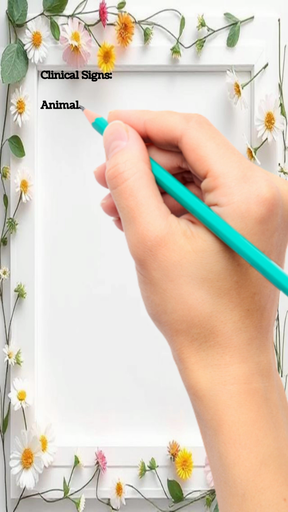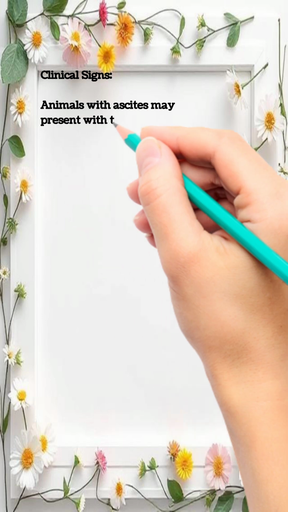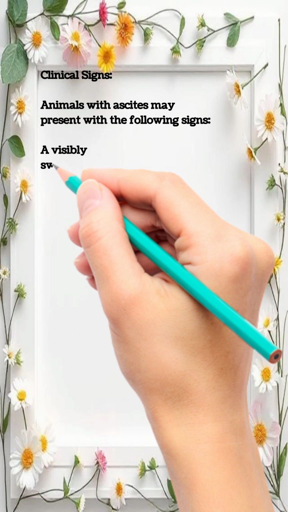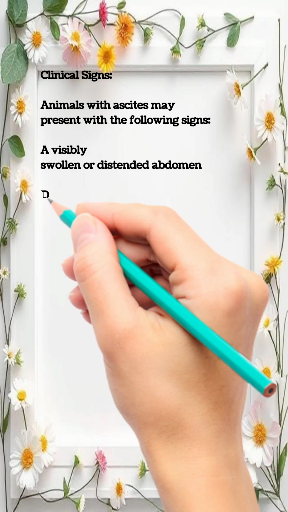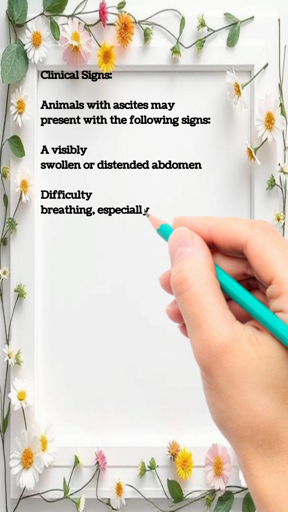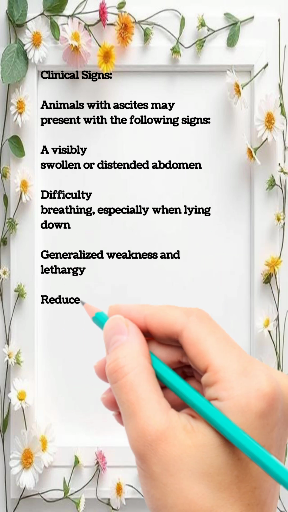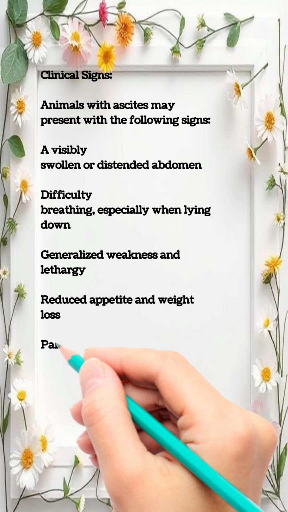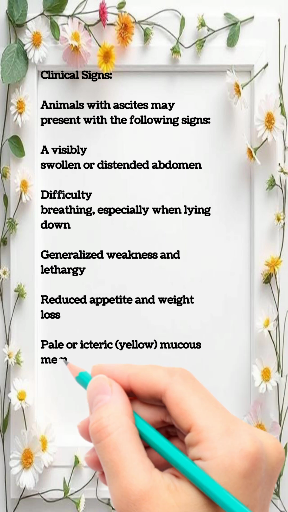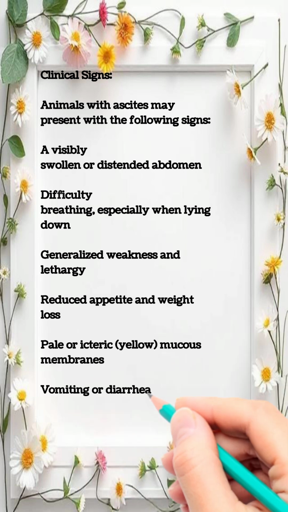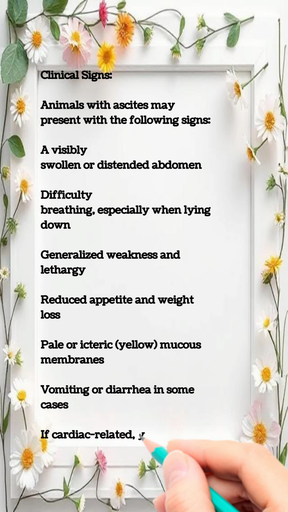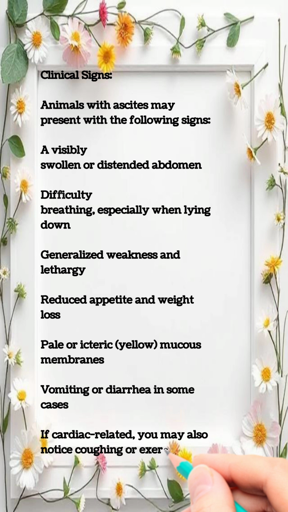Clinical signs. Animals with ascites may present with the following signs: a visibly swollen or distended abdomen, difficulty breathing, especially when lying down, generalized weakness and lethargy, reduced appetite and weight loss, pale or icteric, yellow, mucous membranes, vomiting or diarrhea in some cases. If cardiac-related, you may also notice coughing or exercise intolerance.